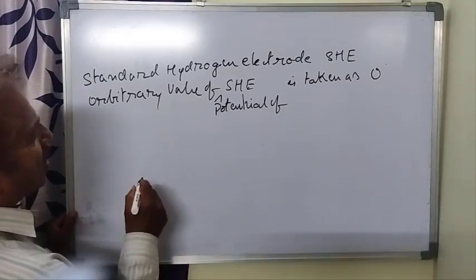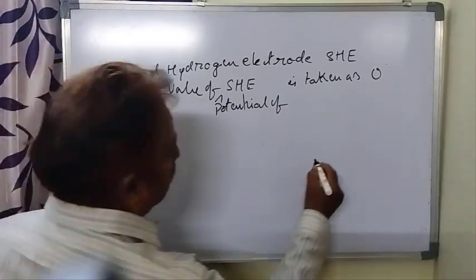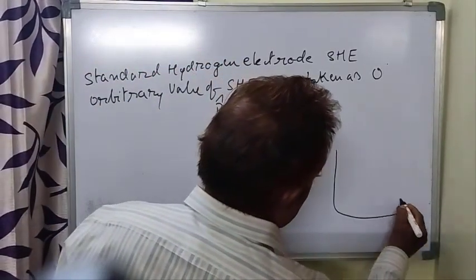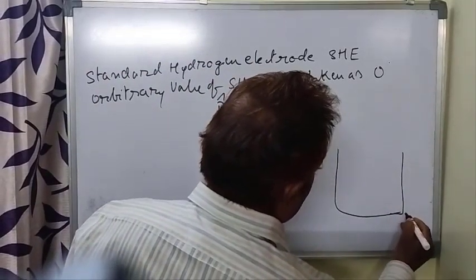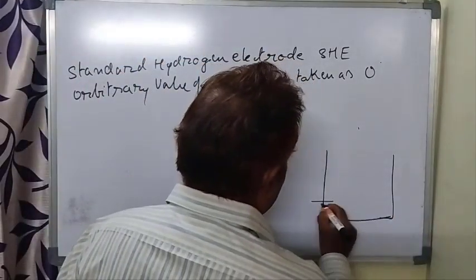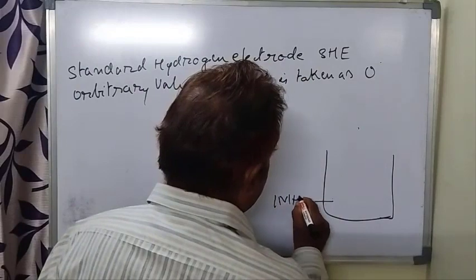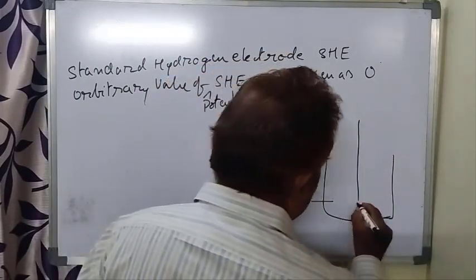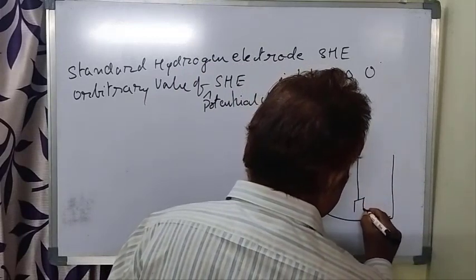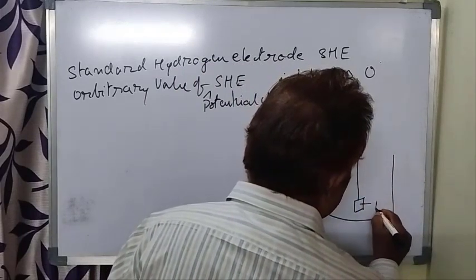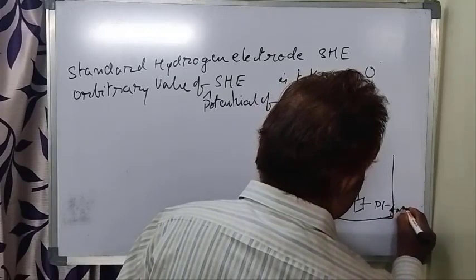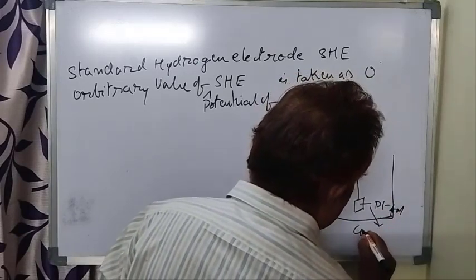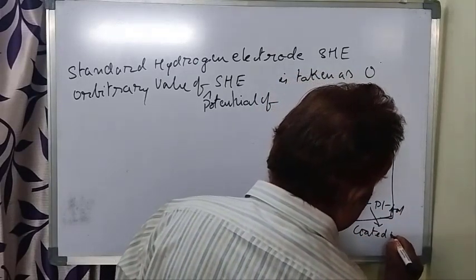So what is a standard hydrogen electrode? This standard hydrogen electrode is a container with 1 M HCl. In this a platinum wire is dipped, which is connected to a platinum foil. This is the platinum foil. This platinum foil is coated with platinum powder.